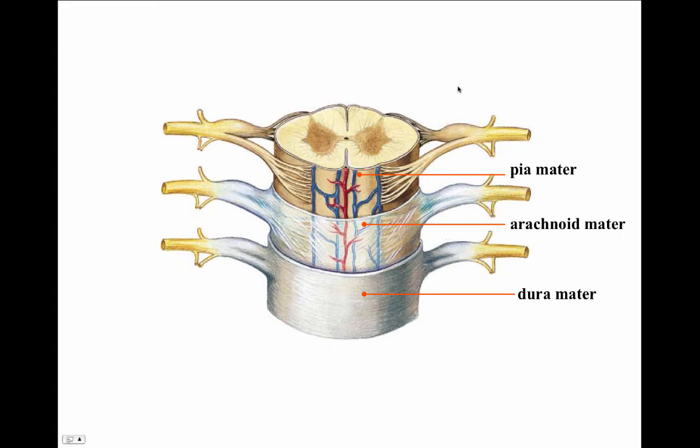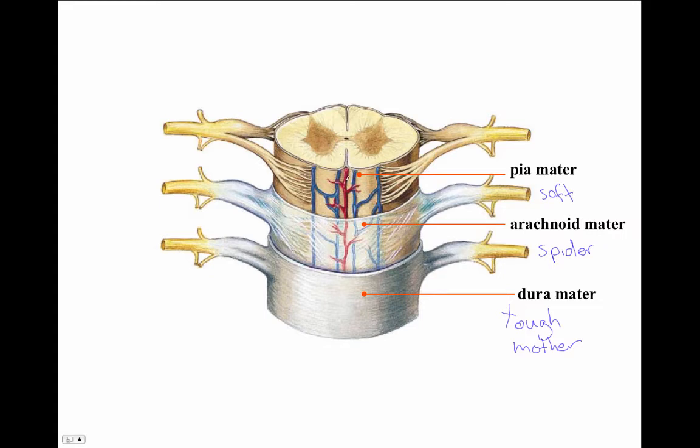The meninges that cover the brain continue all the way down the spinal cord, and so we see the dura mater, and within this situation we reference the dura mater as the tough mother, and so dura means tough, mater means mother. The arachnoid mater is the spider mother, and the pia mater is the soft mother.